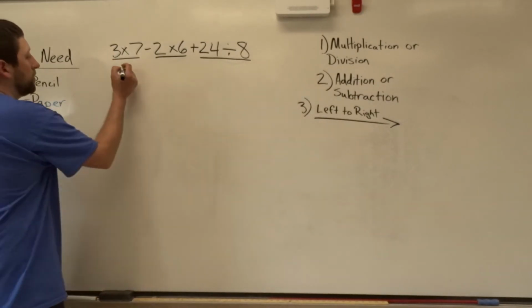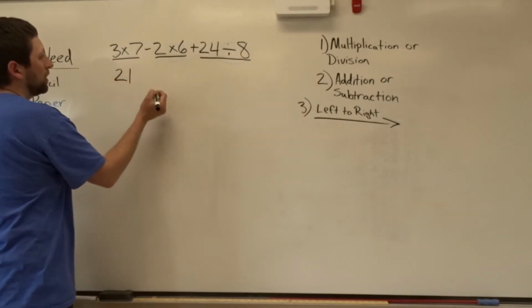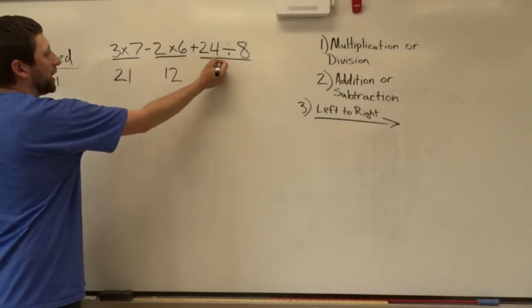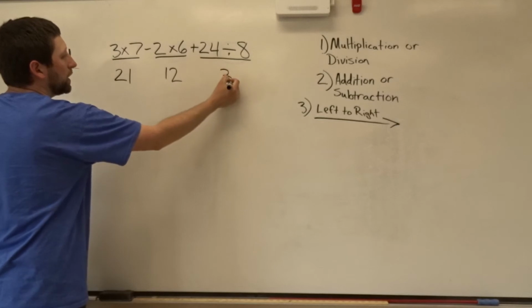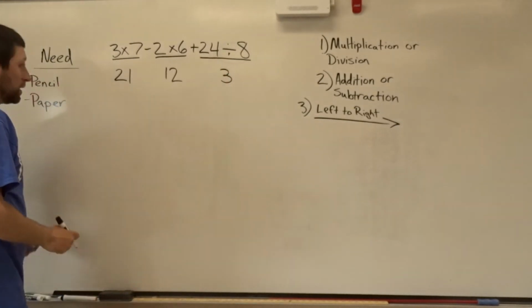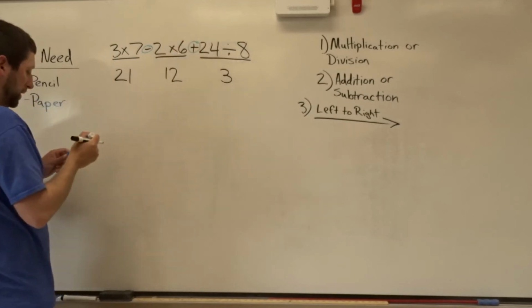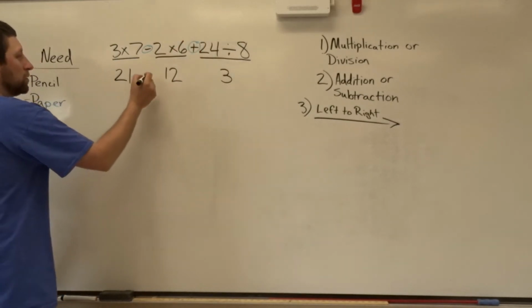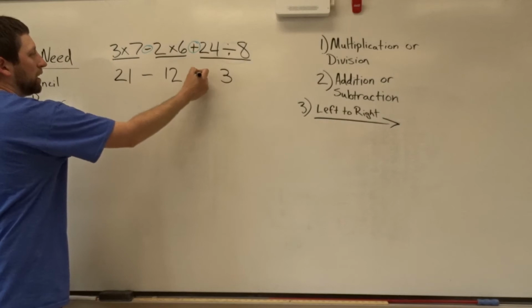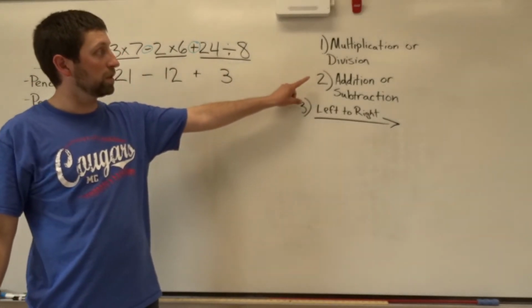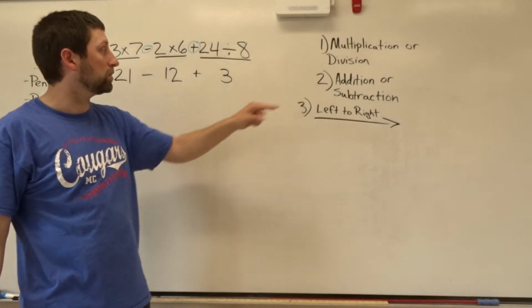So 3 times 7, I know that's 21. Okay, 2 times 6, I know that's 12. And 24 divided by 8, I know that is 3. Again, I have not used the minus sign here, I have not used the plus sign here. So I need to subtract here, and then I need to add here. So my next step, now that I'm done with multiplication and division, is do addition or subtraction.